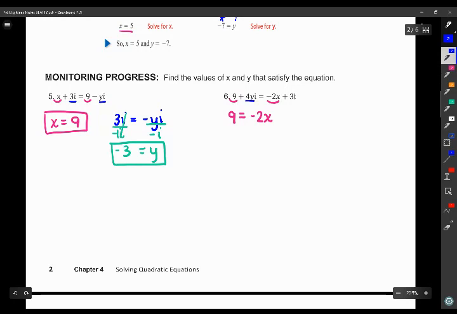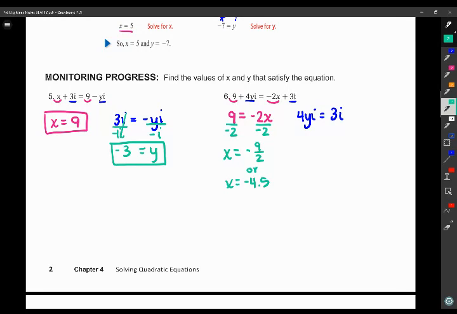And then this is 4yi and 3i. So those are the imaginary parts. And then you're going to solve. So as I solve, I'm trying to get x all alone. So I divide by negative 2. And so we get x is equal to either negative 9/2, or we can divide that out to get negative 4.5. And again, it doesn't matter. As long as your decimal comes out nice and clean, you can do either.